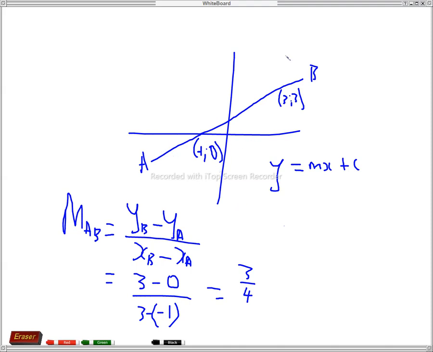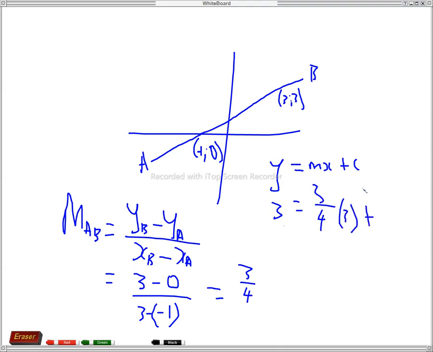Now we can just take any coordinate here, A or B, but I will just take B. You can use A, any coordinates, to substitute here. So what is going to happen, I'm just going to substitute 3 here is equals to the m, which is the gradient. I substitute the gradient there, it is going to be 3 over 4, and the x is also 3 there.